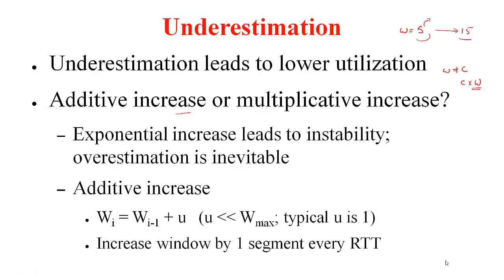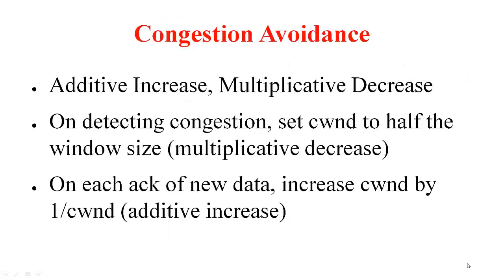You can't be greedy still. If you do a multiplicative increase, again you're going to push the network into congestion, and overestimation is inevitable. So what is done is an additive increase, where you increase this value by a constant value. So often what is done is you increase your window by one segment every round trip time. So you're being careful, you're slowly probing the network to see if you can get some more bandwidth. So this summarizes it. This is called congestion avoidance, additive increase, multiplicative decrease.